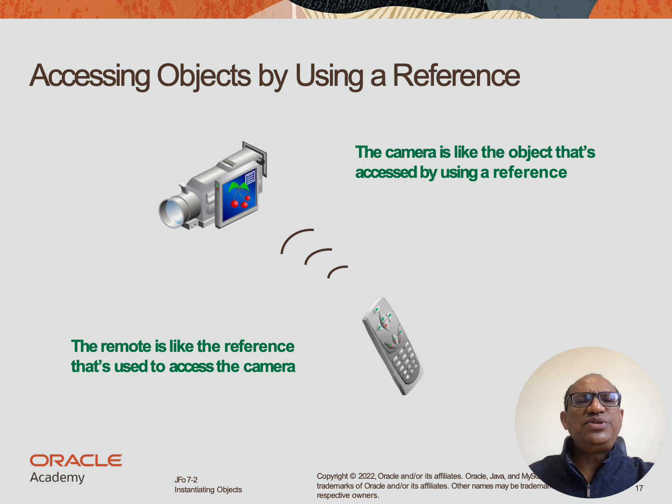Objects are accessed by using reference variables. A good analogy is using a remote control, the reference, to operate a camera, the object. The buttons on the remote control can be used to trigger a particular camera behavior. For example, you can use the remote to call the camera's stop, play, or record functions.